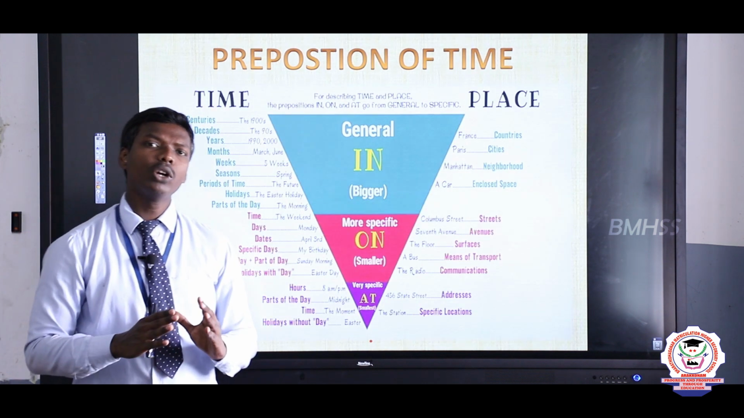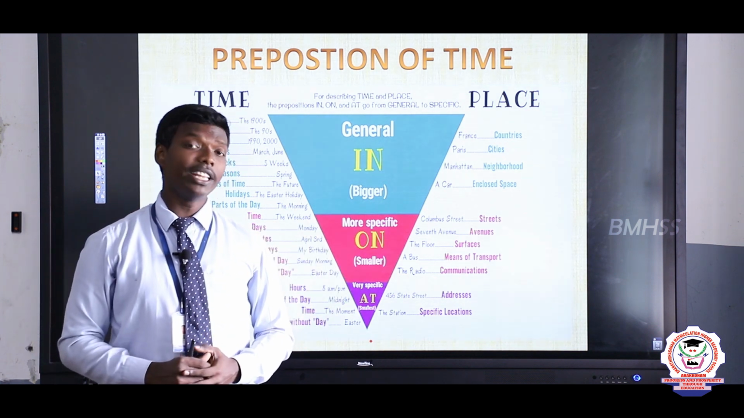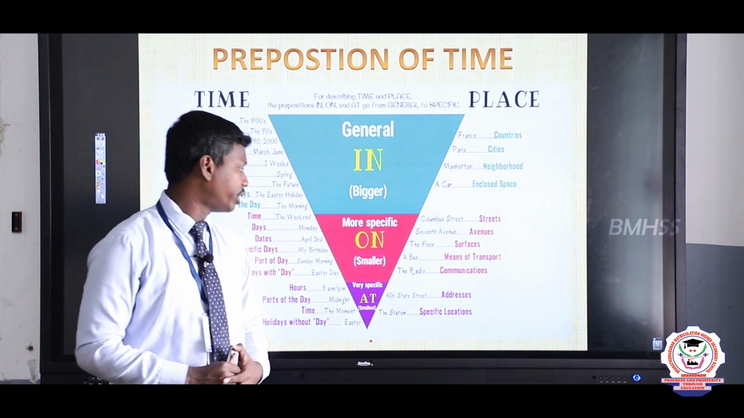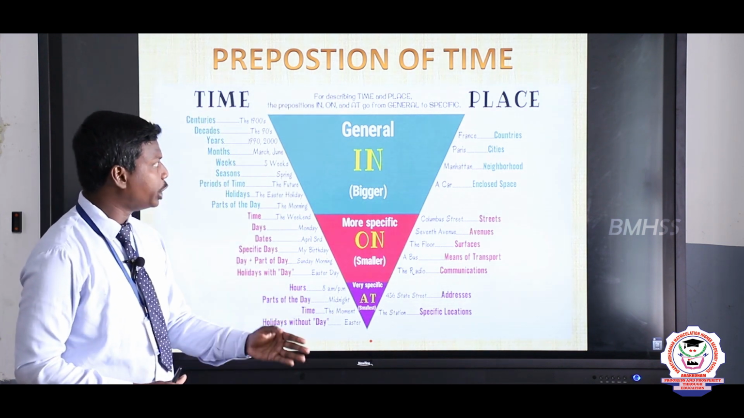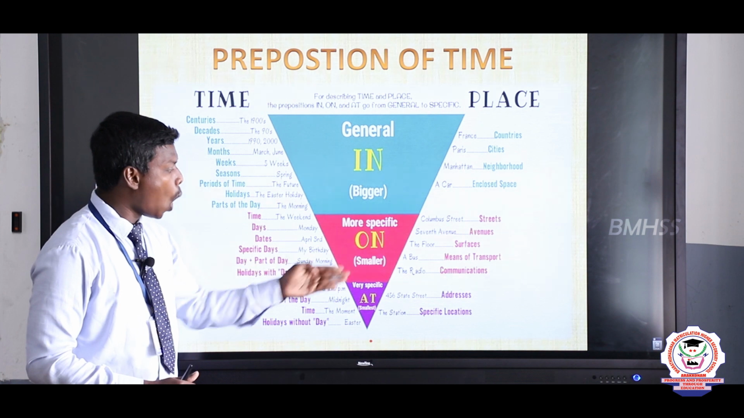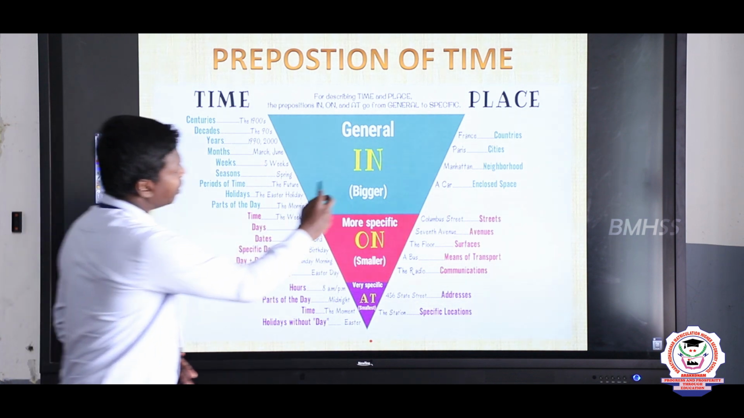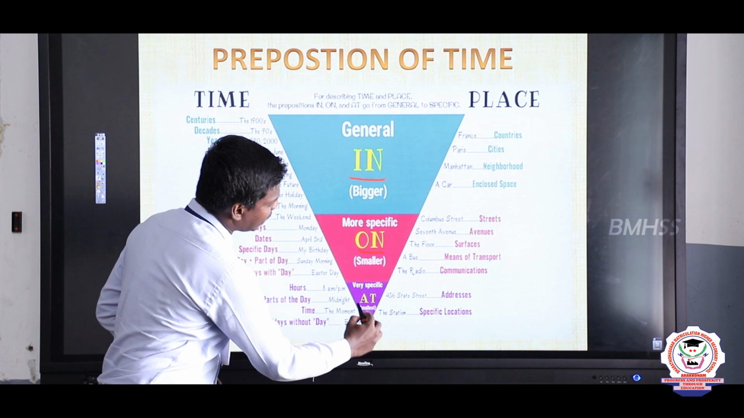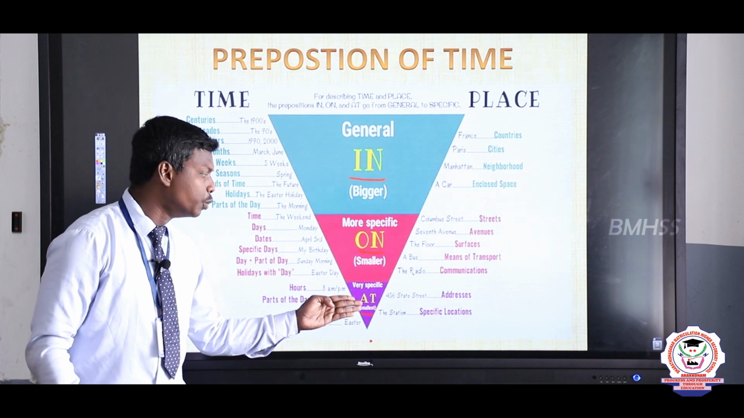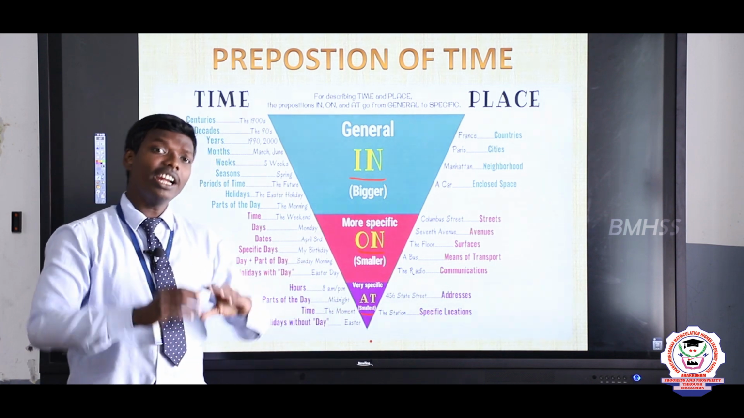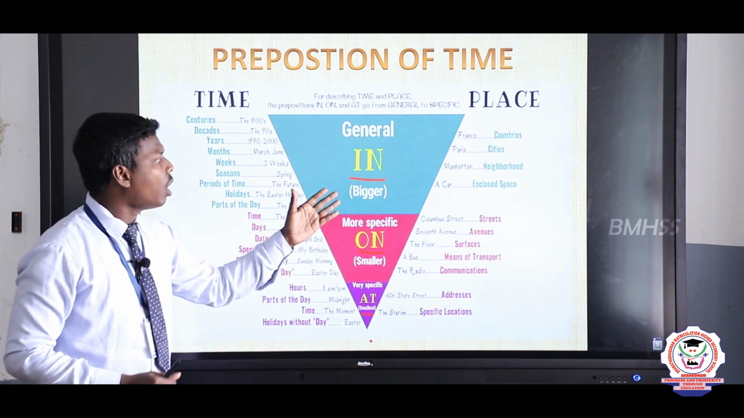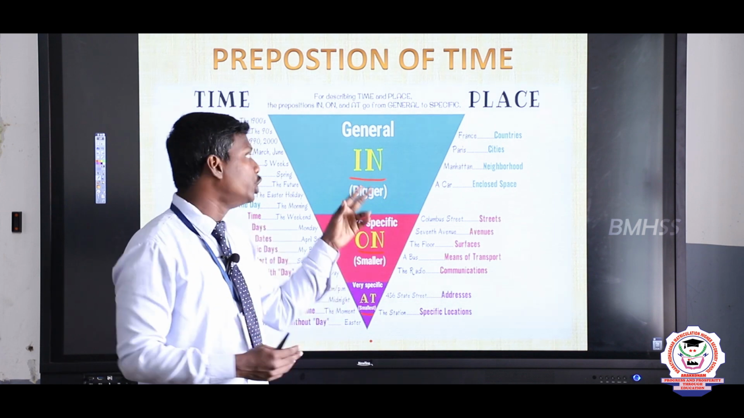Students, though we have so many relations to be expressed with the help of prepositions, we must know that prepositions of time are very, very important. For example, whenever you are referring to time, I have given you three different prepositions: in, on, at. When you are referring to something in a very specific manner, we use at. When you are more specific about something, you use on. When you are generally talking about some bigger things, you use in.